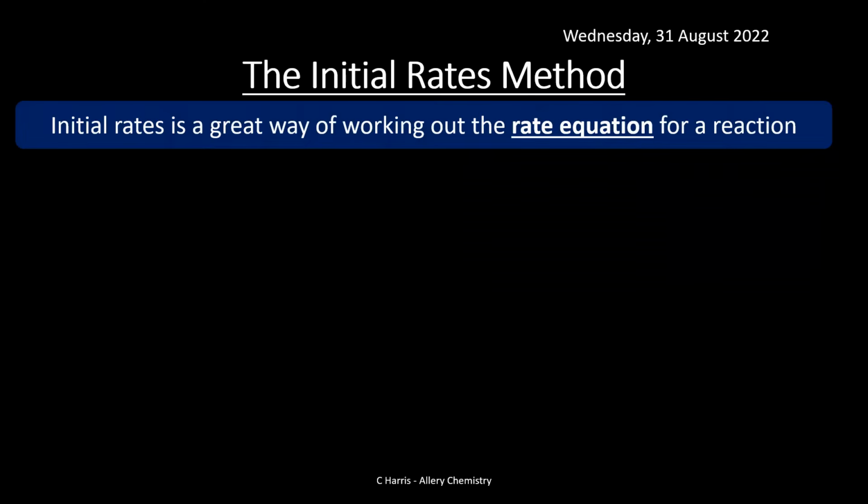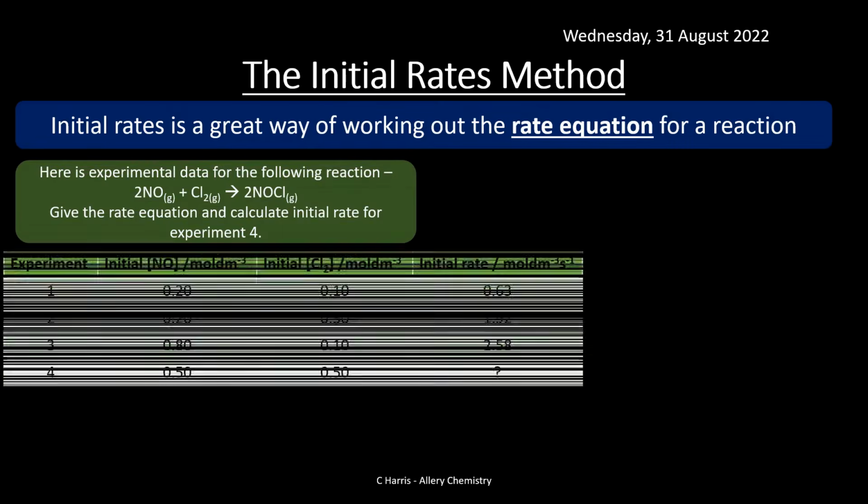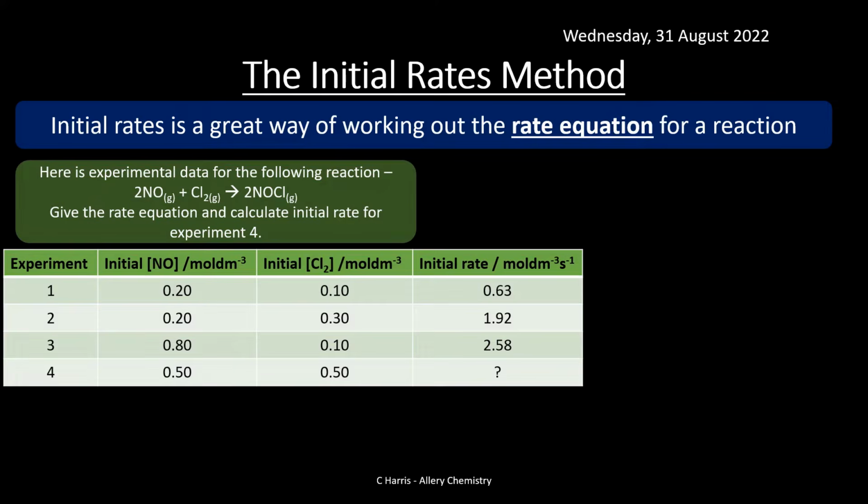Like I said, it's a great way of working out a rate equation. So let's have a look at this one. We're now going to bring in a real example. We've got some experimental data for this reaction: 2NO, that's nitrogen monoxide, reacted with chlorine to form NOCl. We need to find out what the rate equation is and calculate the initial rate for experiment 4.